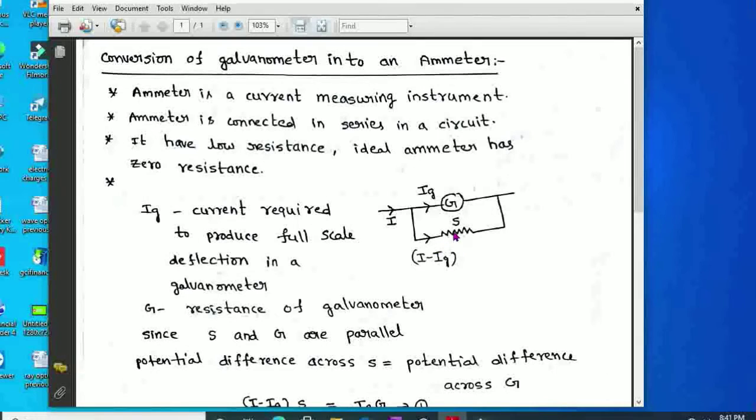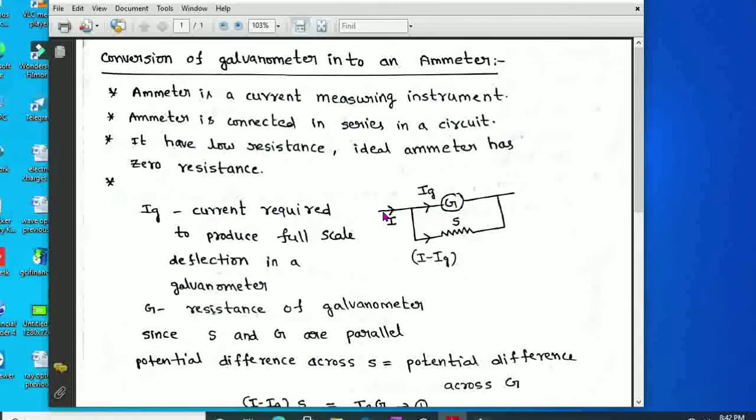The value of the shunt resistor S depends on the maximum current to be measured by using this ammeter. So this Ig is the galvanometer current, the current required to produce full scale deflection in the galvanometer. So the resistance of the galvanometer is capital G.